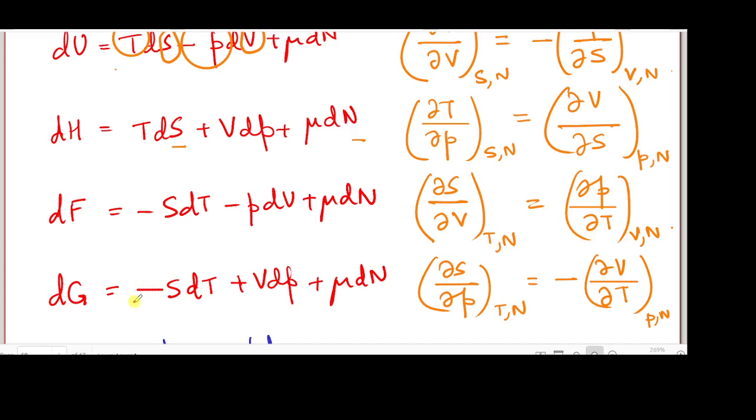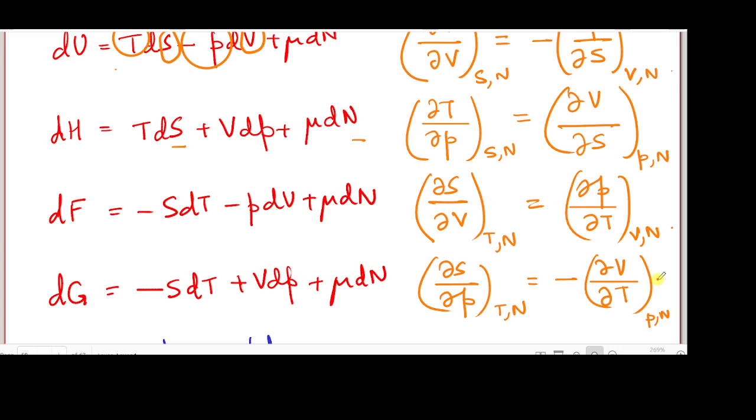G, which is U minus TS plus PV, has a differential minus SdT plus VdP plus μdN, and that also tells us that ∂S/∂P at constant T and N is minus ∂V/∂T at constant P and N. Now you can actually have other ways of remembering Maxwell's relations.